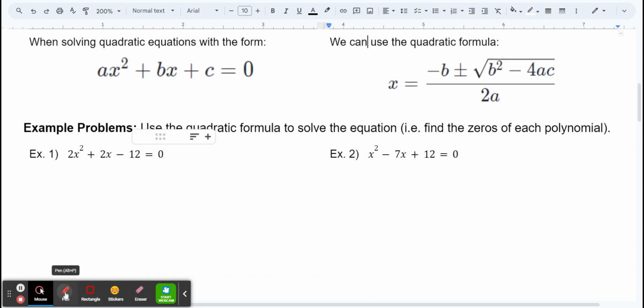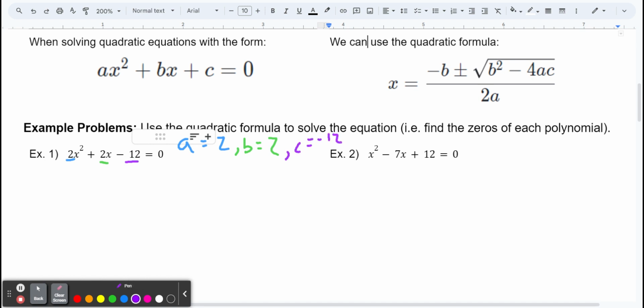So first thing I always like to do is identify what are my a, what are my b, and what are my c. I'm going to color code this first one. A is equal to 2 in this first problem. B is equal to 2 as well. And our c here is -12. So just a quick labeling so that we can use this formula.